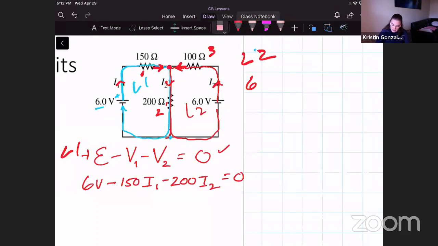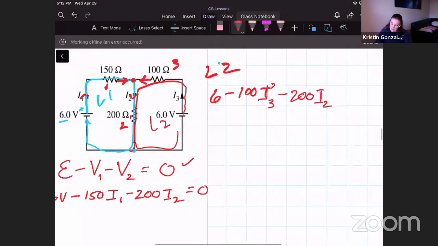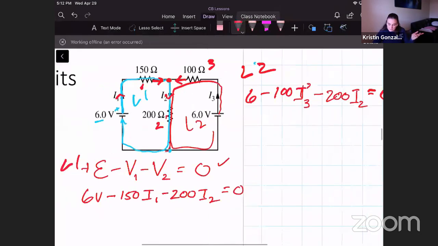Let me erase this so we can see. Okay, so that's current 3. So this is 100 ohms, so this is minus 100 times I3. We go down through that middle again, minus that 200 times, it's still I2, and that equals 0. Okay, so you pick your loops, you write your loop rule around.